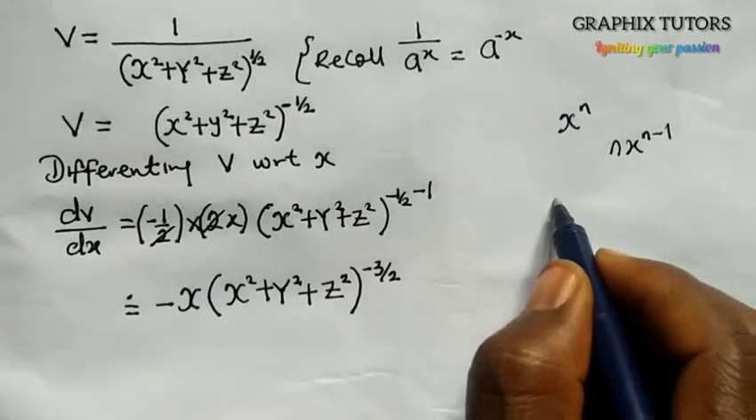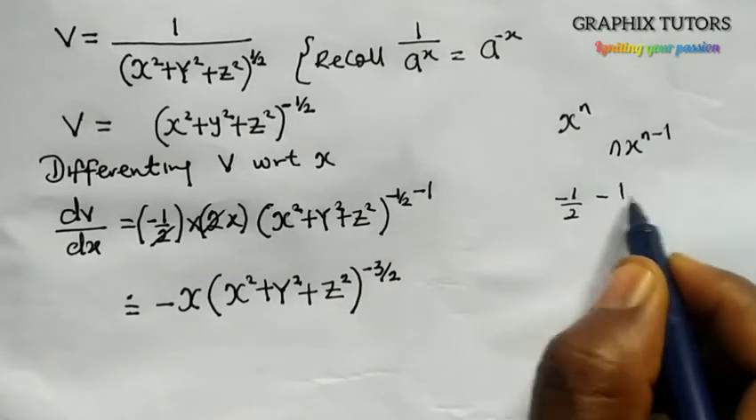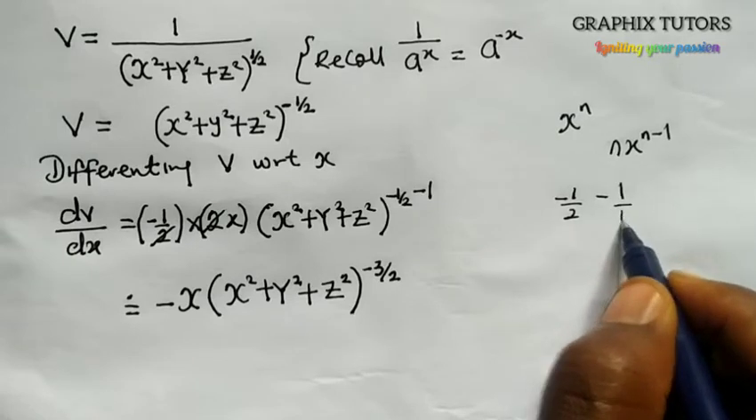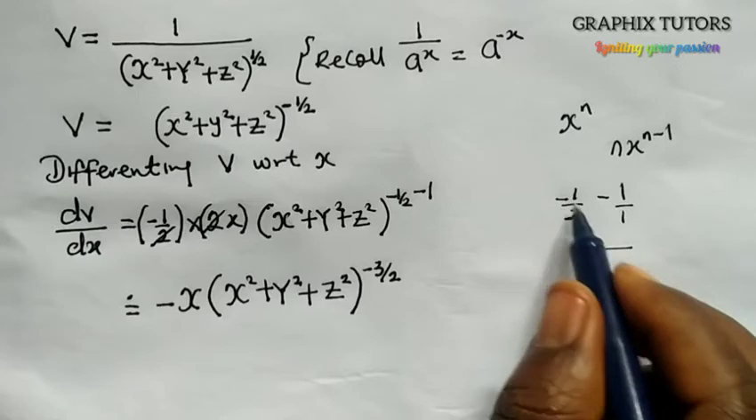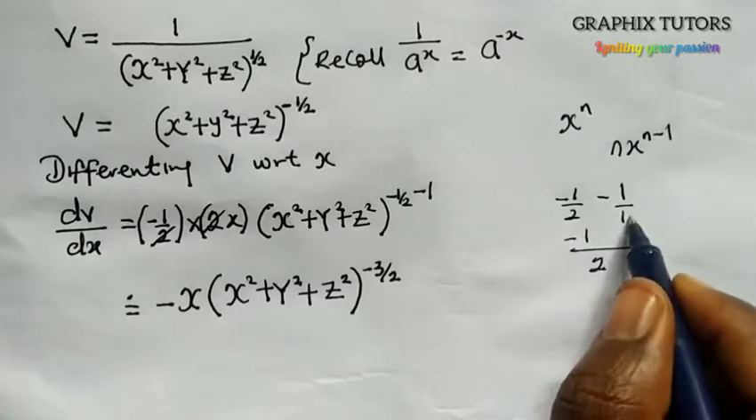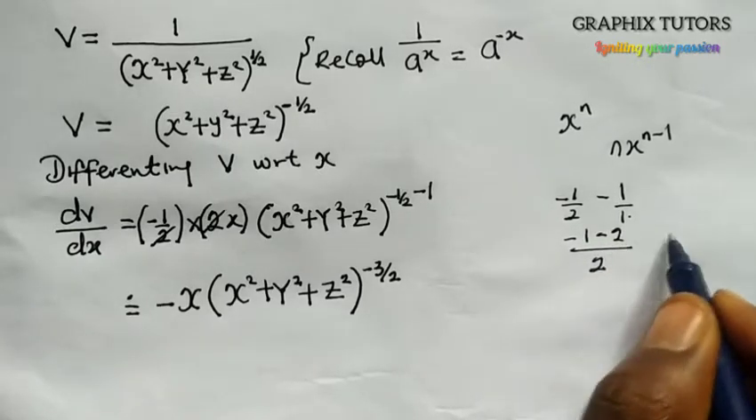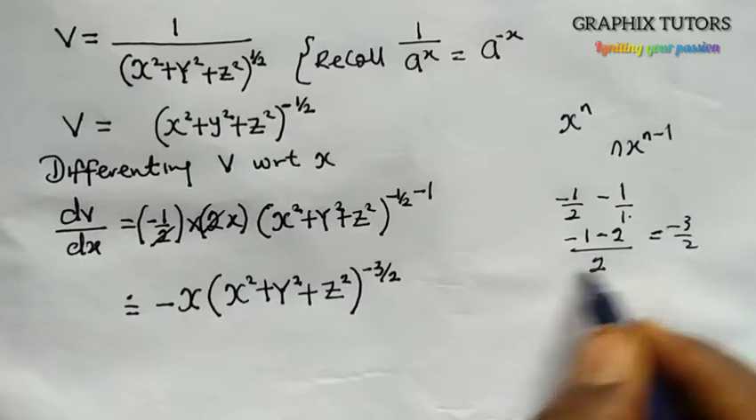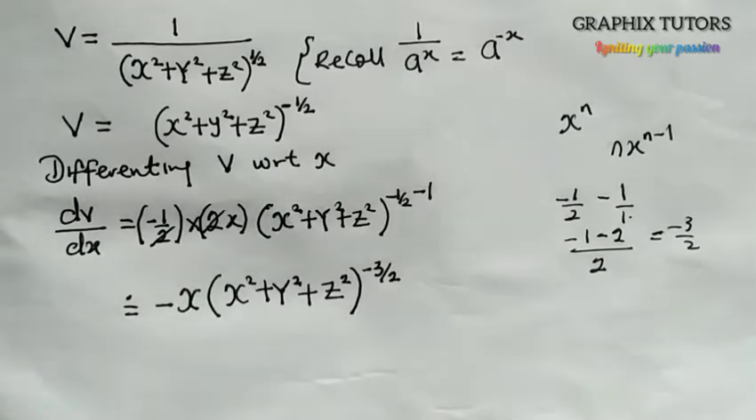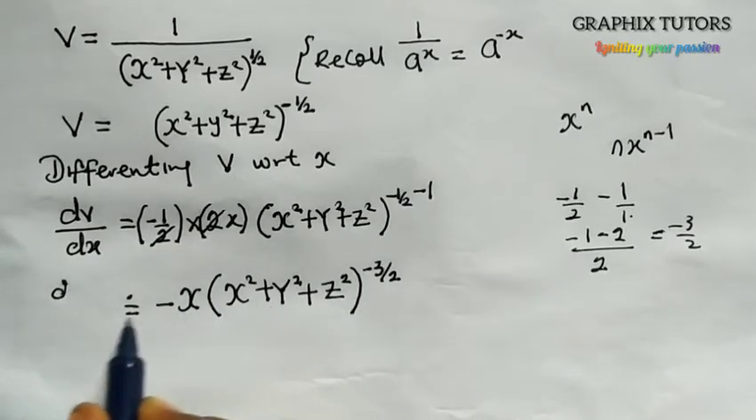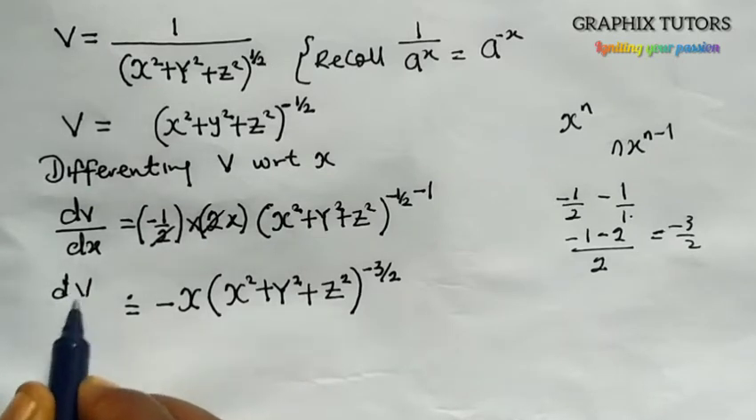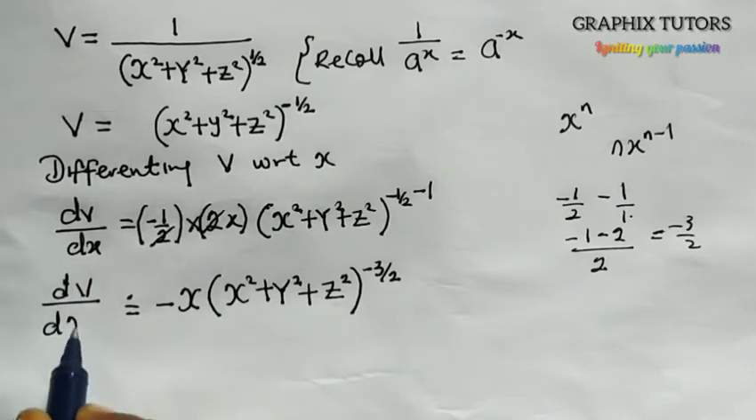Because minus 1 over 2 minus 1 gives minus 3 over 2. How? If I have minus 1 over 2 minus 1, 1 is the same as saying 1 over 1. The LCM is 2. 2 into 2 is 1, 1 times minus 1 gives minus 1. 1 into 2 is 2, 2 times 1 gives 2. So we're having minus 3 over 2. That's how we come about this. Right? Now, we've gotten this, so this is our dv over dx.